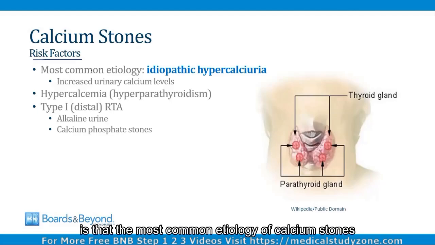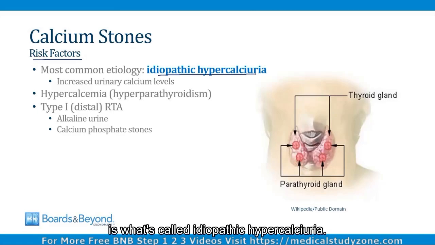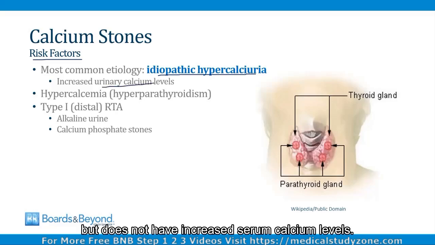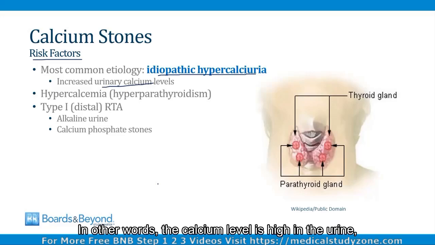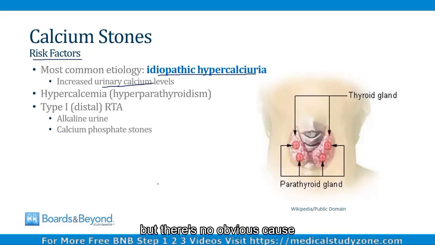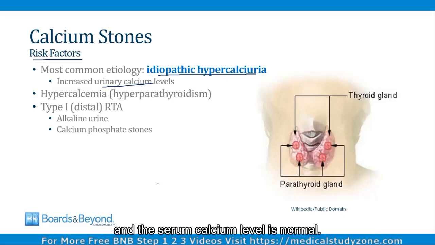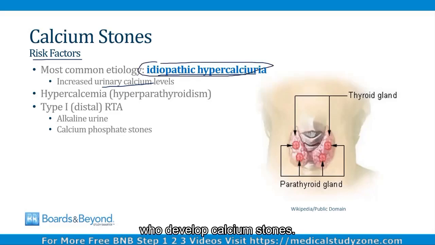Let's talk in a little bit more detail about some of the risk factors for calcium stones. The first thing you should know is that the most common etiology of calcium stones is what's called idiopathic hypercalciuria. What this means is that the patient has increased urinary calcium levels, but does not have increased serum calcium levels. In other words, the calcium level is high in the urine, but there's no obvious cause because calcium handling in the body is otherwise normal and the serum calcium level is normal. And this is what most patients have who develop calcium stones.